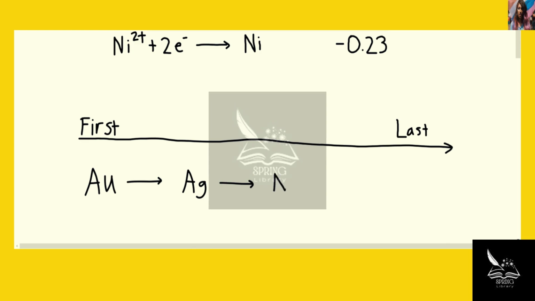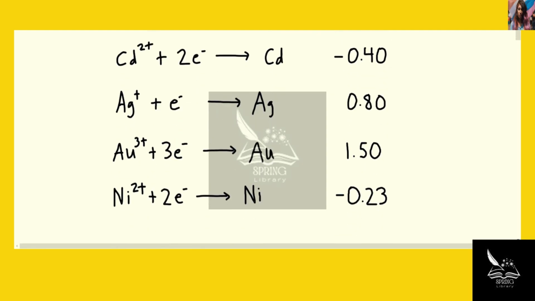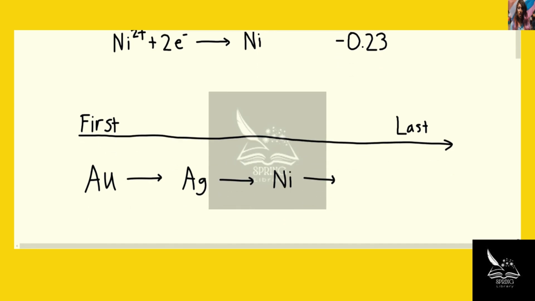at negative 0.23. So that means that the lowest standard reduction potential, corresponding to cadmium, will have the hardest time reducing and will therefore require the largest amount of voltage in order to plate out. So it will plate out last out of these 4 aqueous solutions at 1 molar and 25 degrees Celsius.